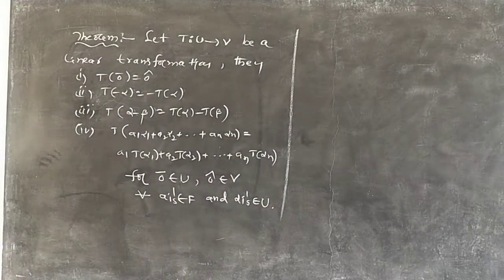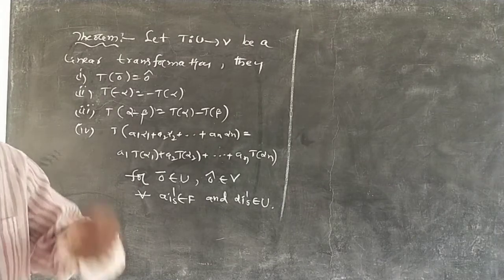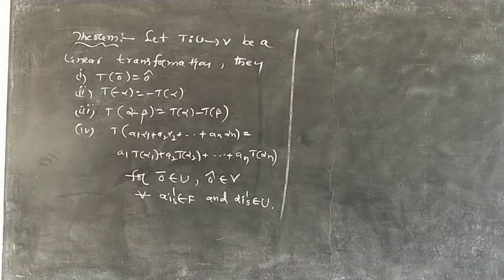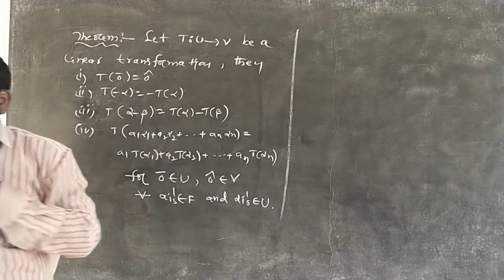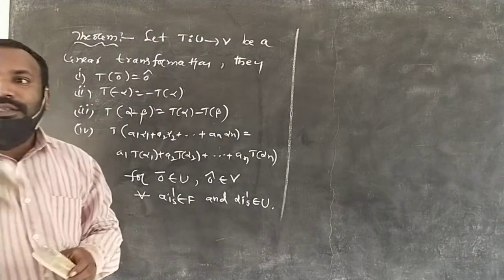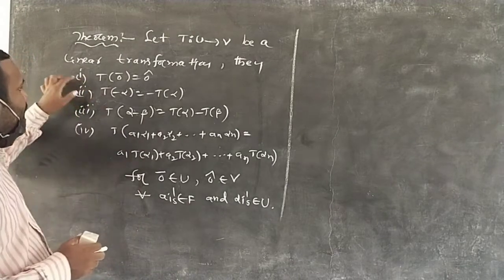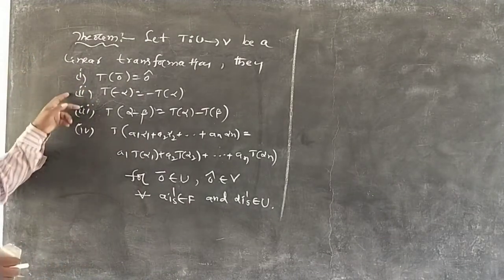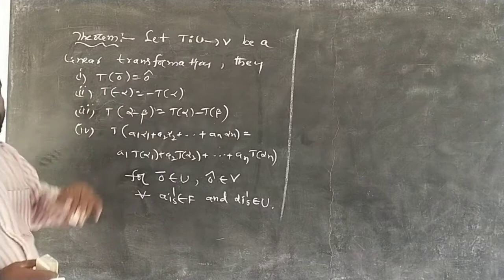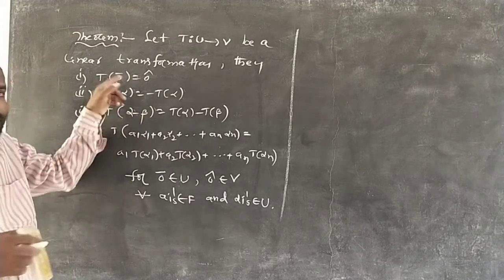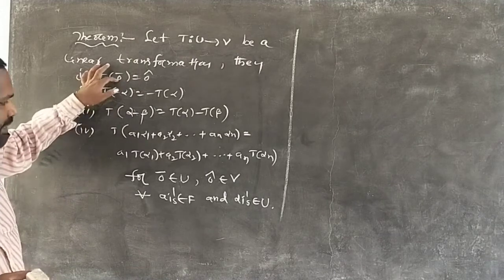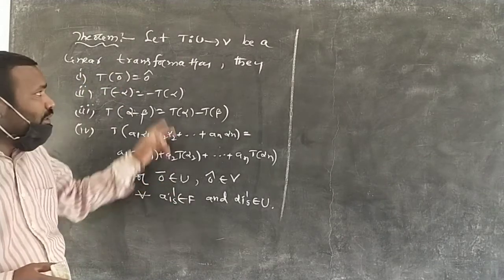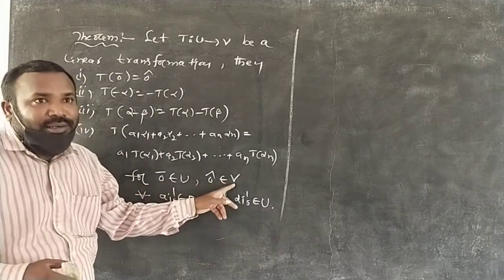So this is the statement, very important. T from U to V be a linear transformation. You know the definition of linear transformation, that is given already. So we have to prove these four conditions. T of 0 bar equal to 0 cap. 0 bar is a 0 vector, 0 cap is also a 0 vector. But 0 bar is a 0 vector in U. 0 cap is a 0 vector in V.